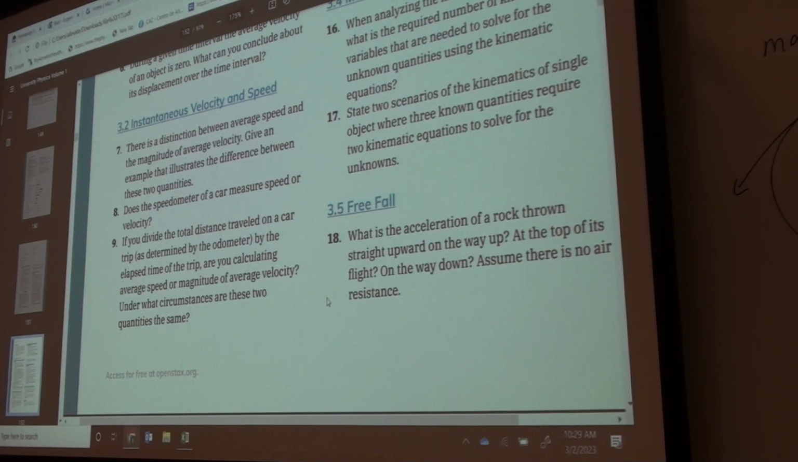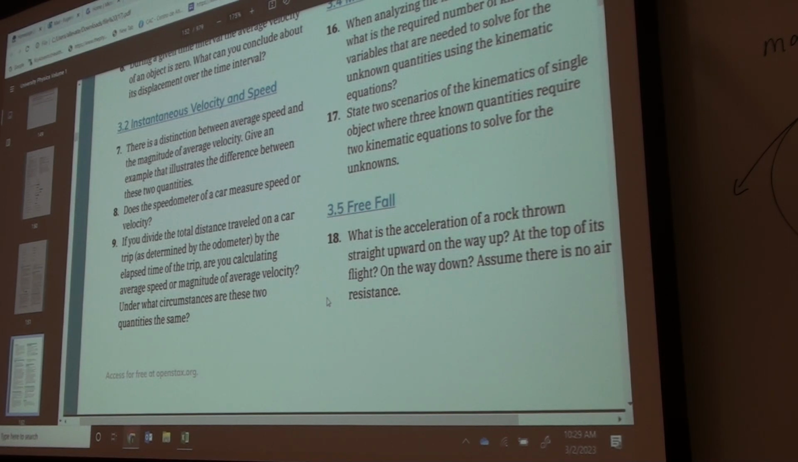Actually, it is continuously accelerating. At an instant at the peak, it's still accelerating at 9.8. It just slows down so much that it gets to 0, and then it goes down. That makes sense. So it's accelerating all the way, up, stop, and down. Yeah.